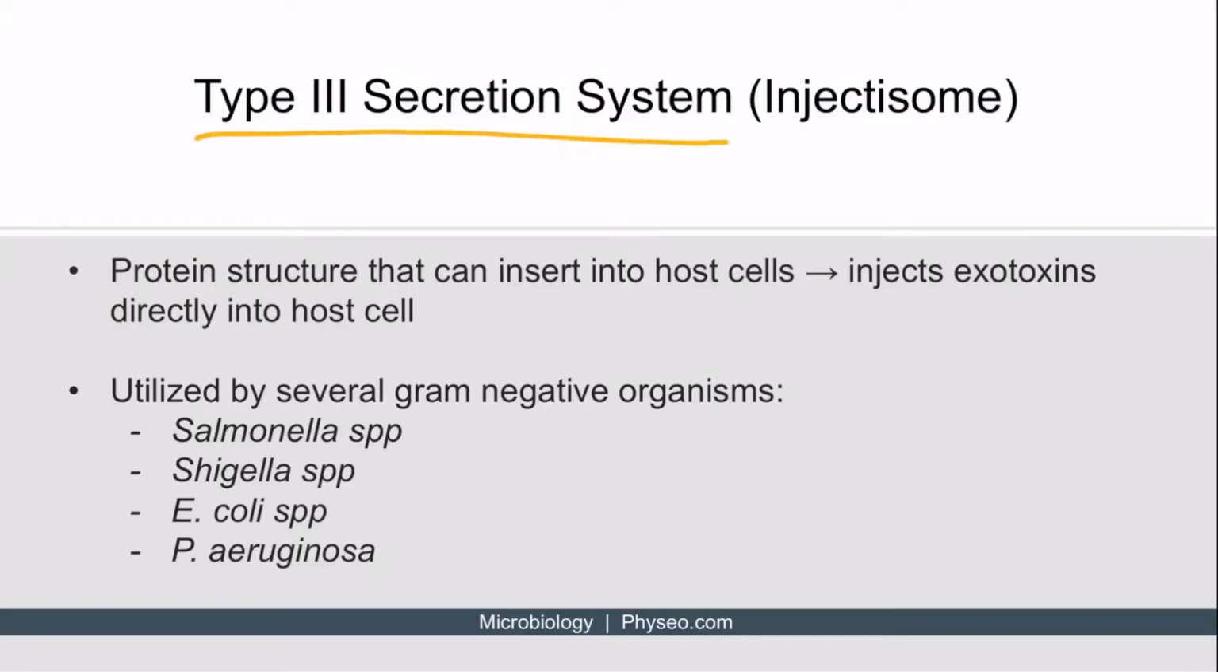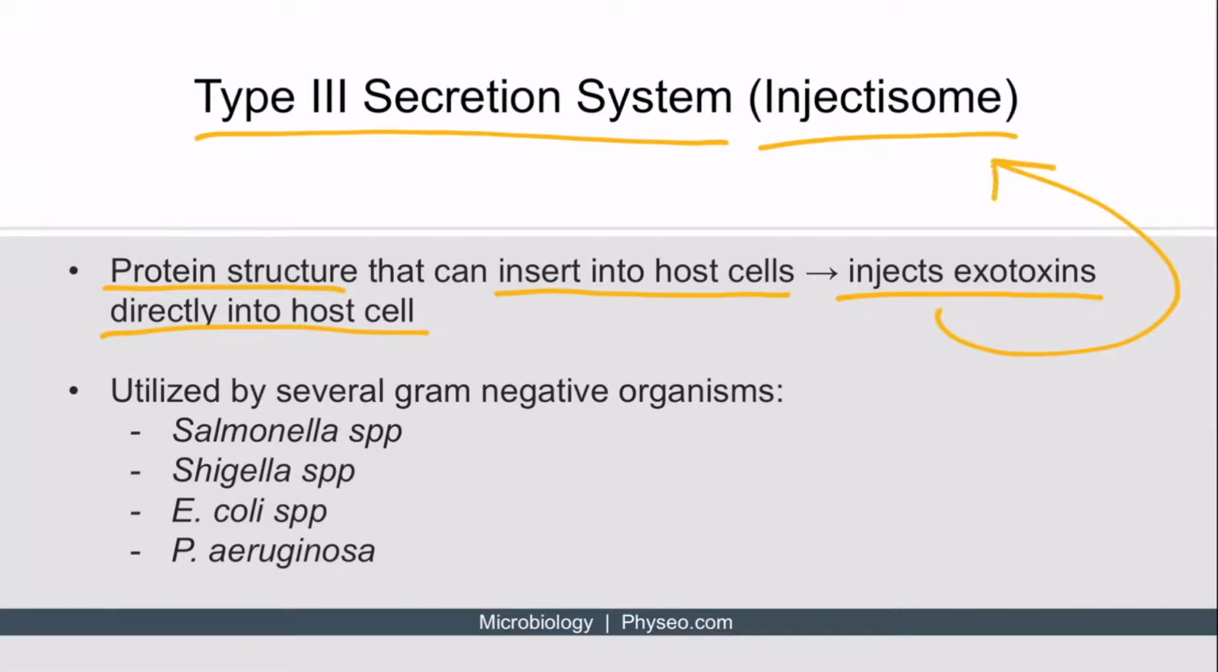Next, let's talk about the type 3 secretion system. The type 3 secretion system can also be called an injectosome, and the reason is because it's a protein structure that can insert into host cells. And when it does this, it can inject exotoxins directly into the host cell, hence that term injectosome. And this is used by several gram-negative organisms. For example, Salmonella species, Shigella species, E. coli species, and Pseudomonas aeruginosa.